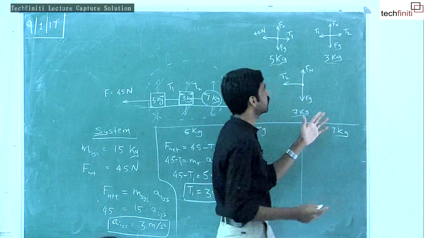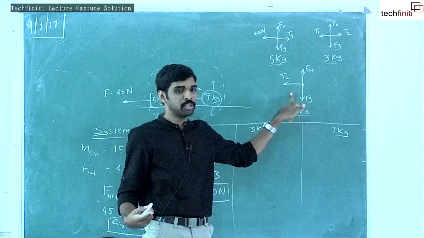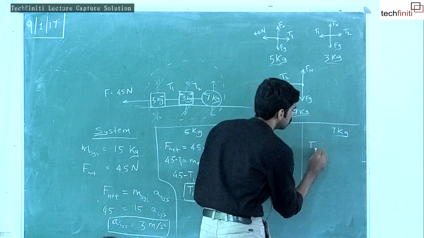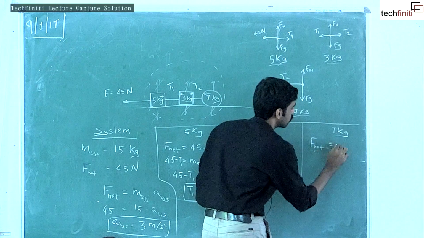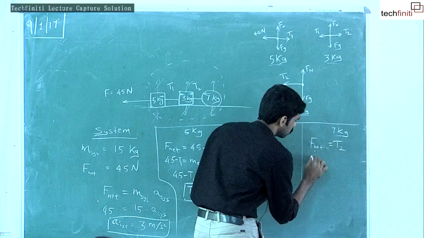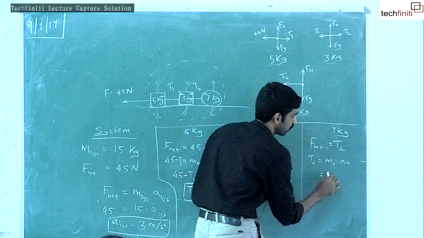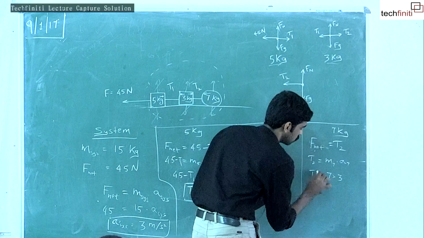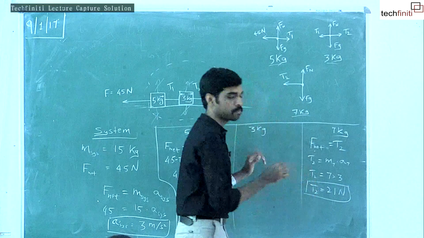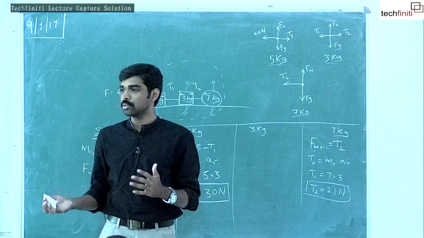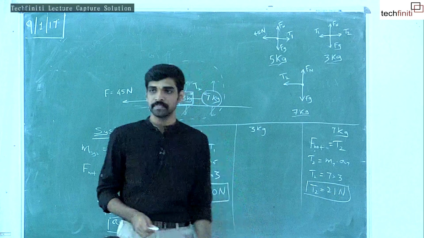So what is the net force on 7 kg? This T2. So write like this. F net is equal to T2. So T2, which is equal to mass of 7 into acceleration of 7. 7 into 3. T2 will be 21 newtons. Any doubts? So T2 will be 21 newtons.